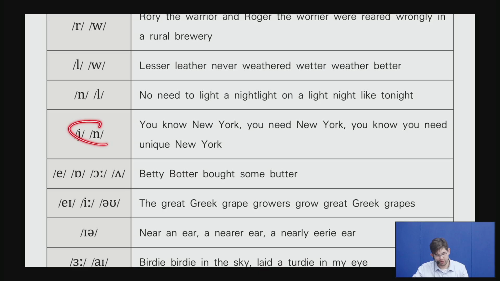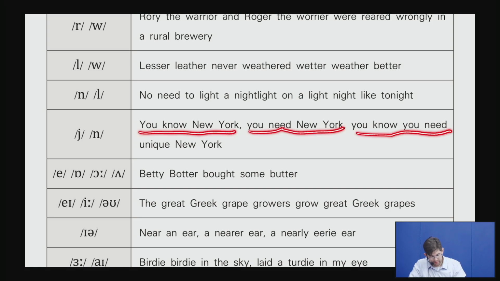Our next one is J and N. These are actually really similar sounds when we talk about muscles in our mouth, and these sounds often blend together, so it's important to be able to separate them as well, because as we speak quicker, they do blend quite commonly together with each other. So, you know New York, you need New York, you know you need unique New York. And right here is where you're going to get the biggest kind of trouble in this one.